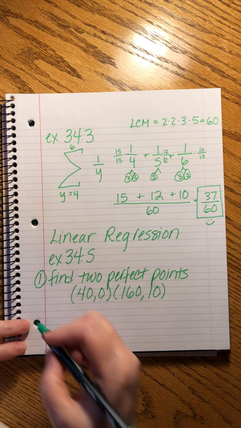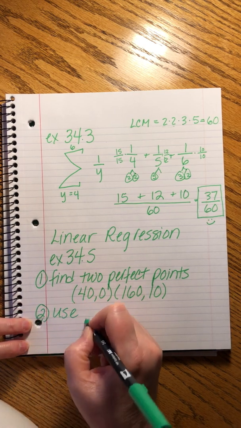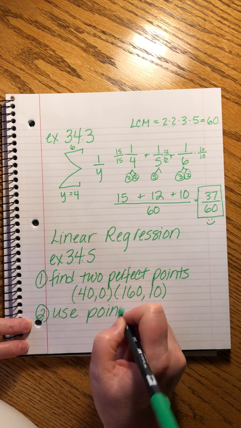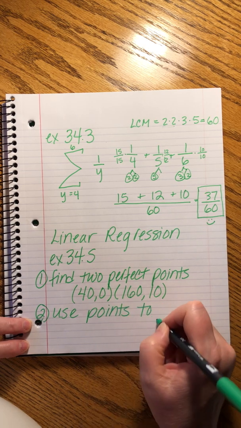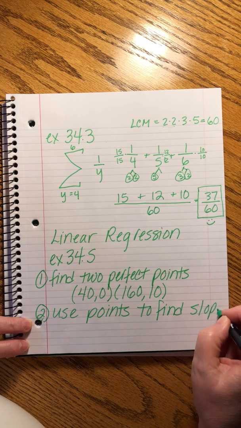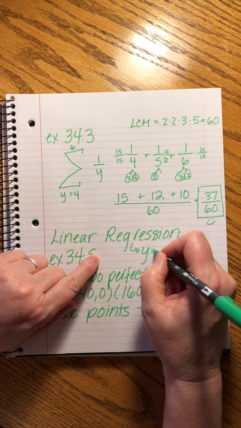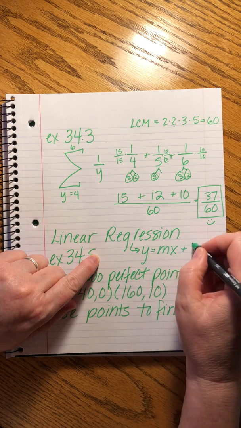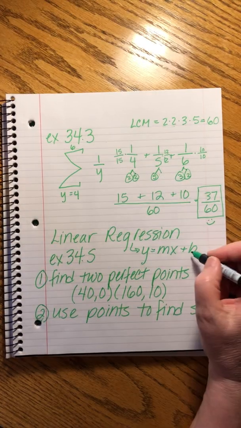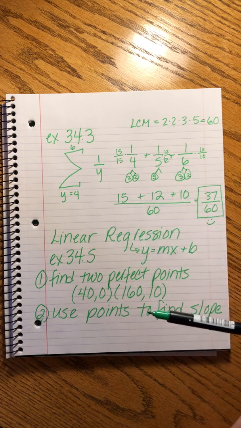All right. Then the next step is we're going to use the points to find the slope. And remember what we're going for here, what linear regression always means is we're trying to find the equation of the line. It's just a fancy way of saying that. We're working backwards from points to the equation.